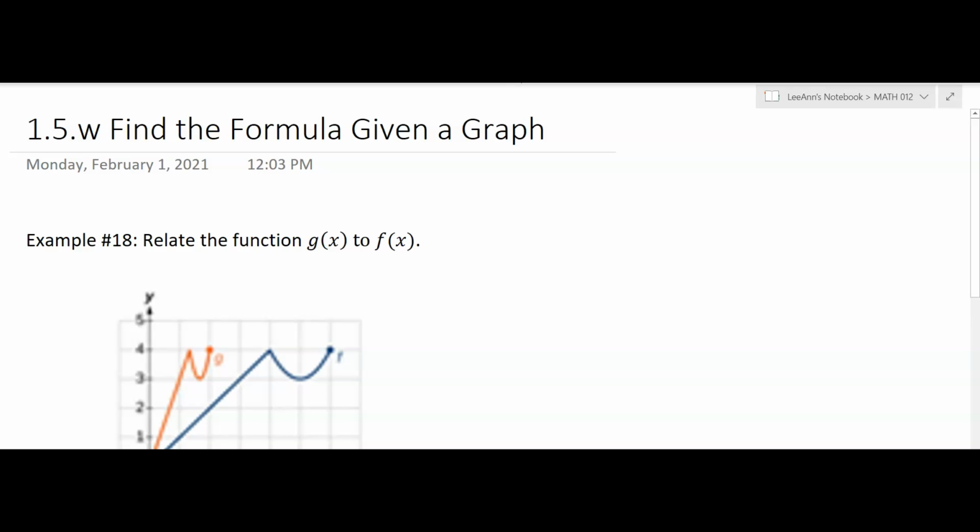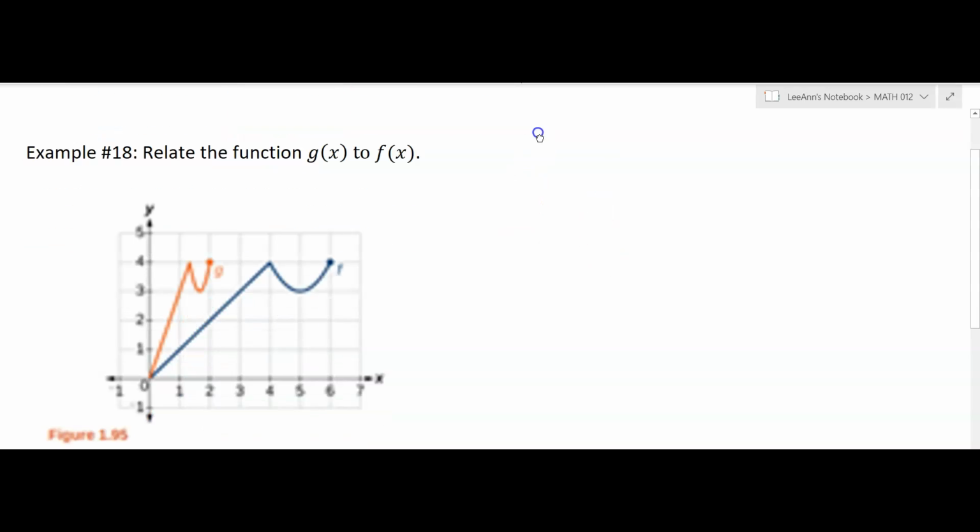Okay, so it wants us to find the formula given a graph. So it asks us to relate g of x to f of x.